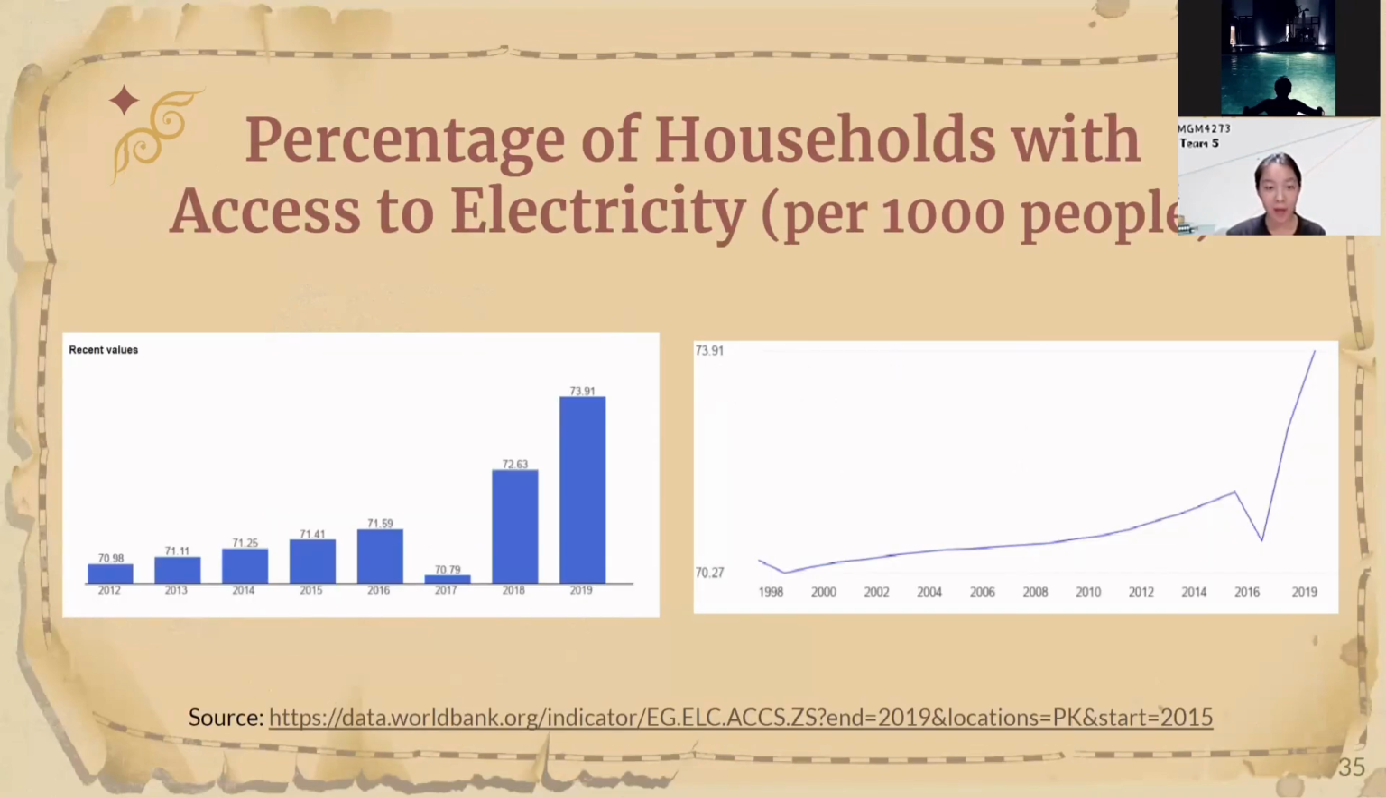Next, I'm going to talk about households with access to electricity. Here are two graphics. The first one is the detailed data from 2012 to 2019. The second graphic shows the approximate trend from 1998 to 2018. Now let's focus on the second graphic. It shows households with electricity decreased from 1998 to 1999 and rose from 1999 to 2016. Then it decreased by 1% from 2016 to 2017, increased by 2.63% from 2017 to 2018, and still rose by 1% from 2018 to 2019. Okay, next slide, please.